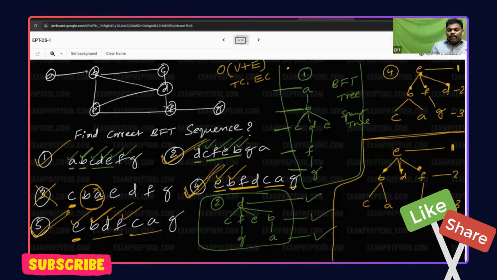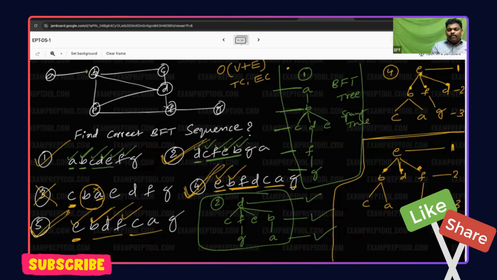Let us assume that for the given graph G, the BFT tree height is A. For the same graph, the DFT tree height is B. Then what is the relation between A and B? What is the answer? A is the BFT tree height, B is the DFT tree height. What is the relation between them?